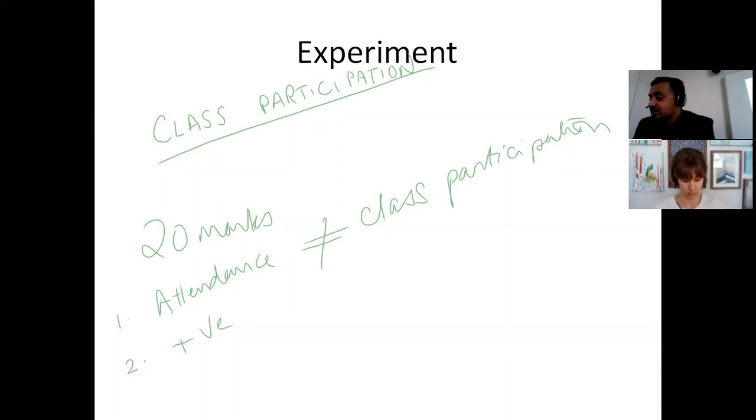Positive participation is participating regularly in most of the classes with comments, answering questions, or asking relevant questions. So it's out of 20, you'll get anywhere between 15 to 20, okay? That's the score you can expect for positive participation.